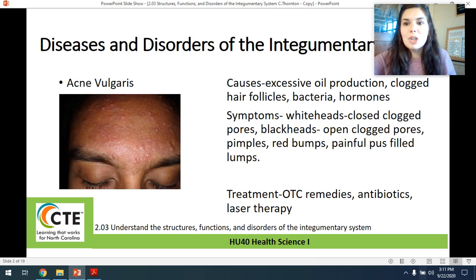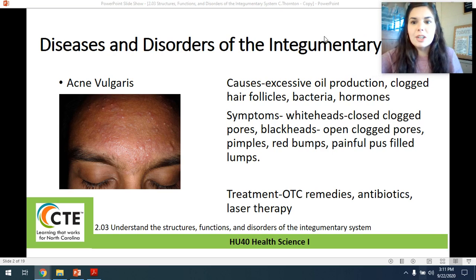So the first one that we're going to be talking about is acne vulgaris. Acne vulgaris is just a fancy name for typical acne. Causes of acne are things like excessive oil production and clogged pores and hair follicles and things like bacteria, as well as just hormones. Many of you have probably experienced acne before in your life, and it's completely natural and totally normal. Symptoms of acne are just things like whiteheads, which could be closed or clogged pores, blackheads, which are open clogged pores, pimples, red bumps, and then painful pus-filled lumps.